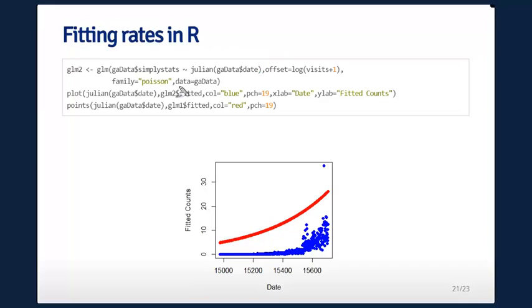Also, Jeff says data equals gData, so you don't really need that right there. Okay. And so now we can model the count of the hits to his website originating from the Simply Statistics website, the other website that he writes.